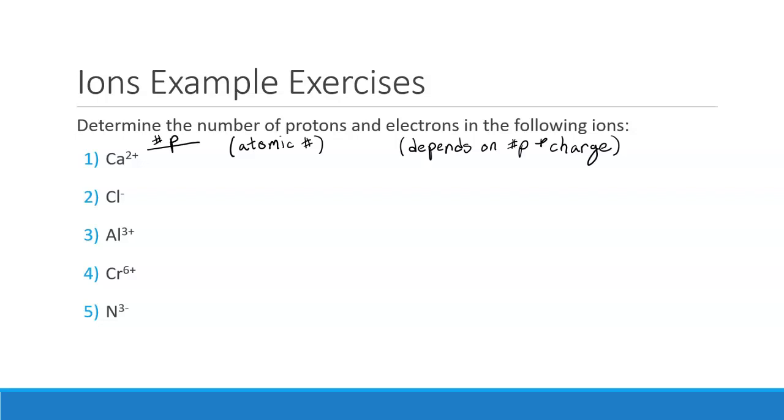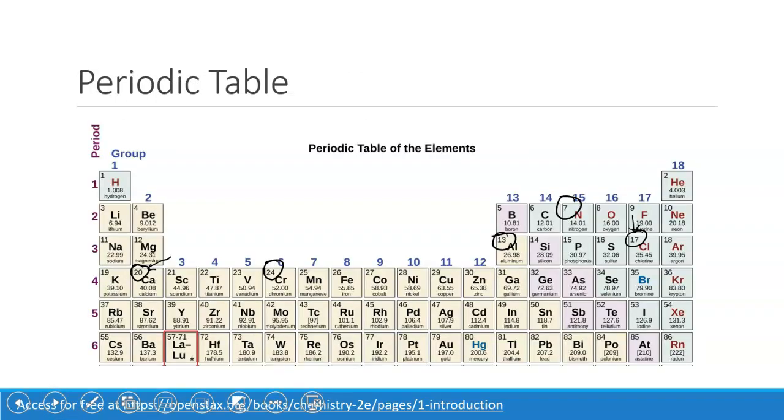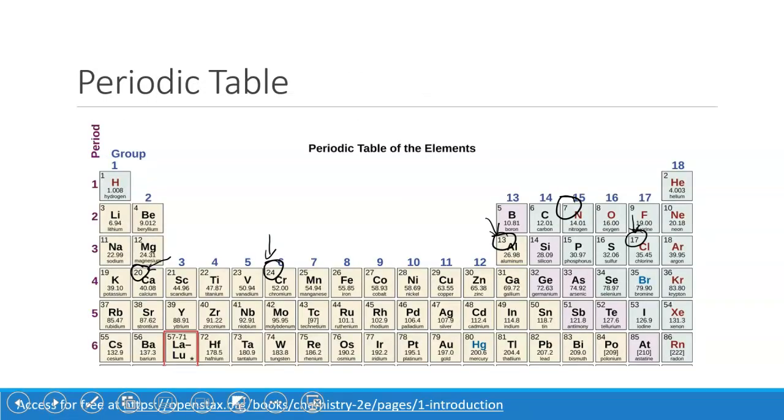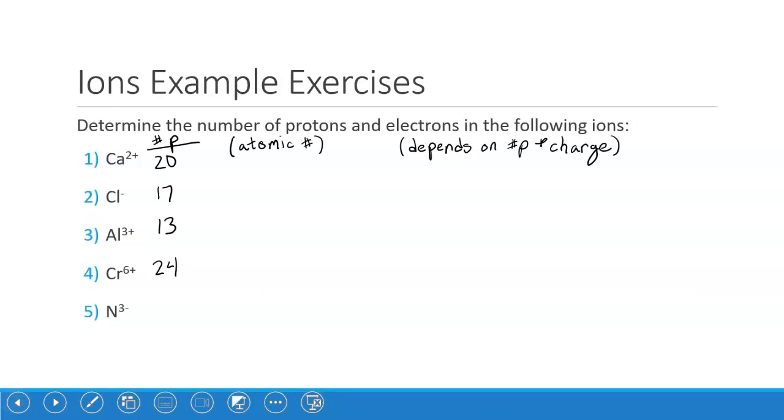So the number of protons for each: calcium, we said, was 20, and chlorine 17. And then aluminum and chromium. Aluminum on the right-hand side is 13, and chromium in the middle is 24. So aluminum has 13 protons and chromium 24 protons. And then the last one, nitrogen, up at the top on the right-hand side, we have 7. Okay, so remember that the number of protons comes from the periodic table.